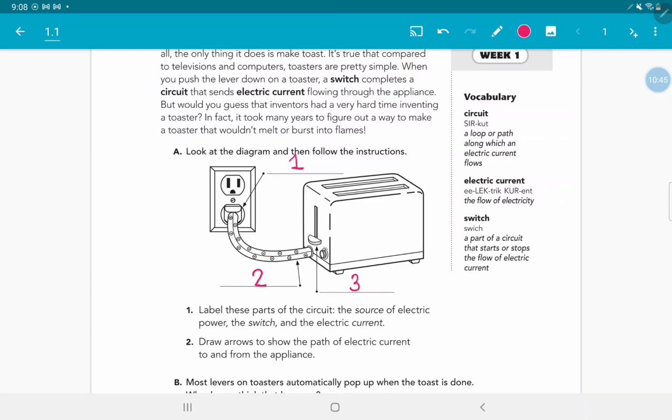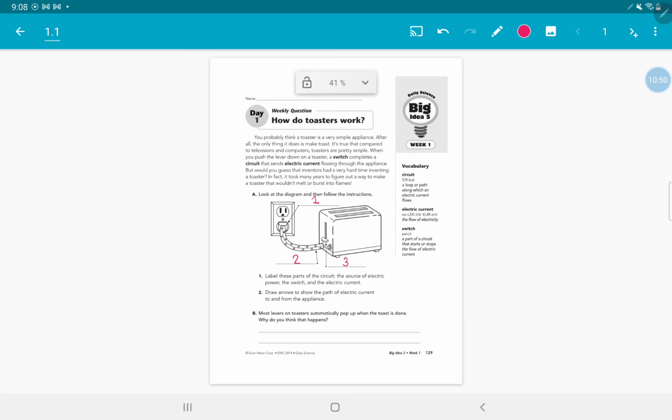Okay, so then you have an open response question. Most levers on toasters automatically pop up when the toast is done. Why do you think that happens? You're going to type a sentence here to tell why that happens. Now remember, on an open response, it's going to automatically give you 0 points, and then I'll have to go in and add your points if your answer is correct. I want you to go and complete your daily science for today.